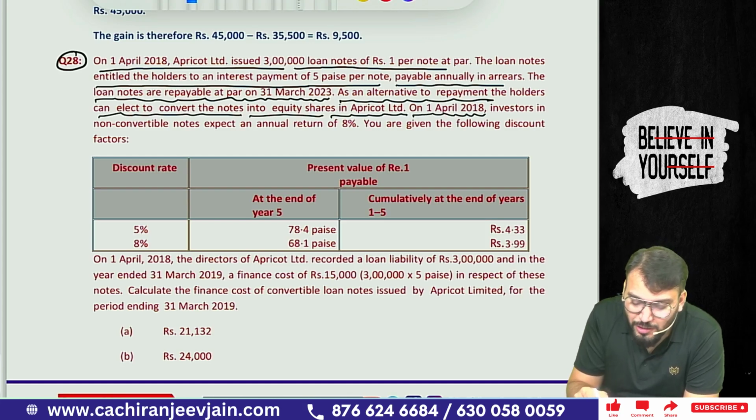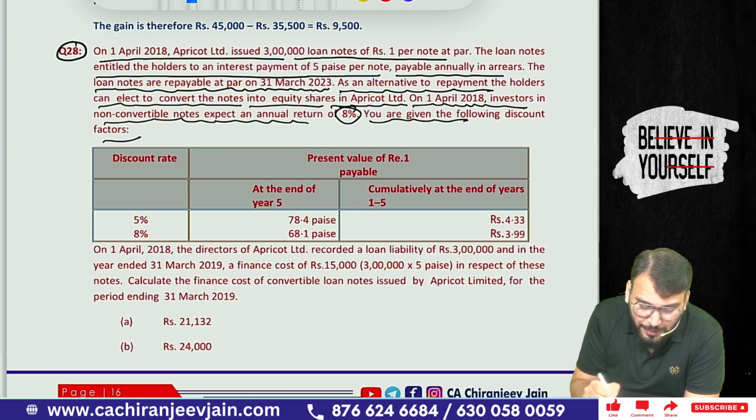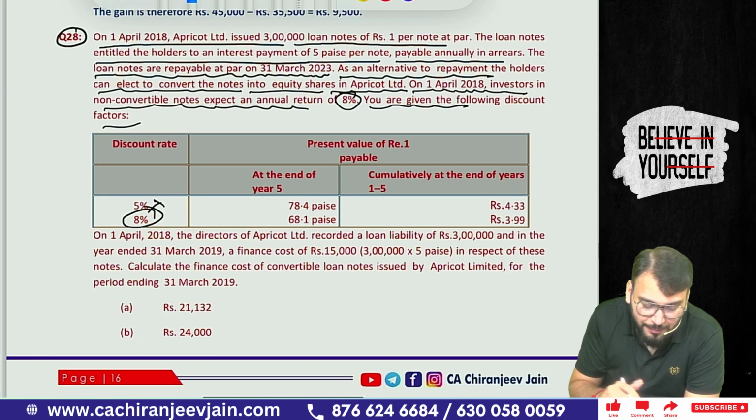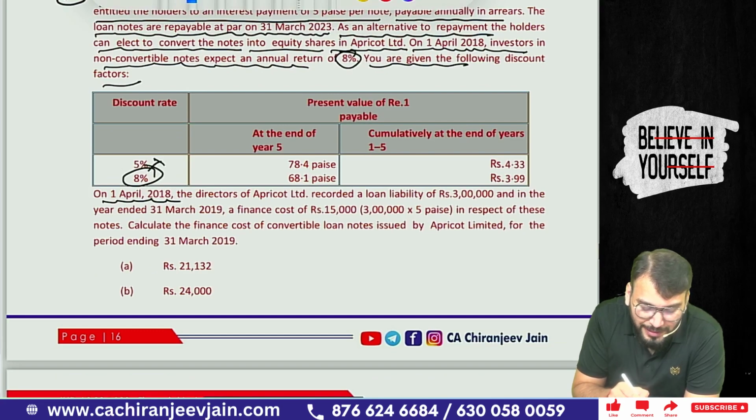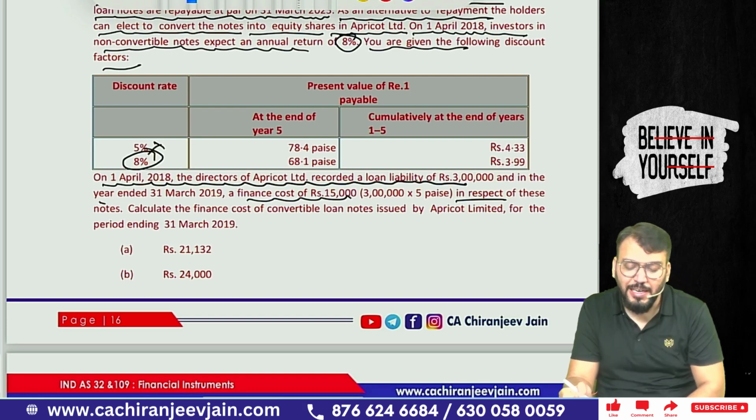On 1st April 2018, the investor in a non-convertible note expects an annual return of 8%, the market rate of interest. You are given the following discount factors. So you can see they have given the discount factor at a rate of 5%. This is not relevant. At 8%, this is relevant. On 1st April 2018, the directors of Apricot Limited recorded a loan liability of 3 lakh and a finance cost of 15,000, which is not correct. Calculate the finance cost of the convertible loan.